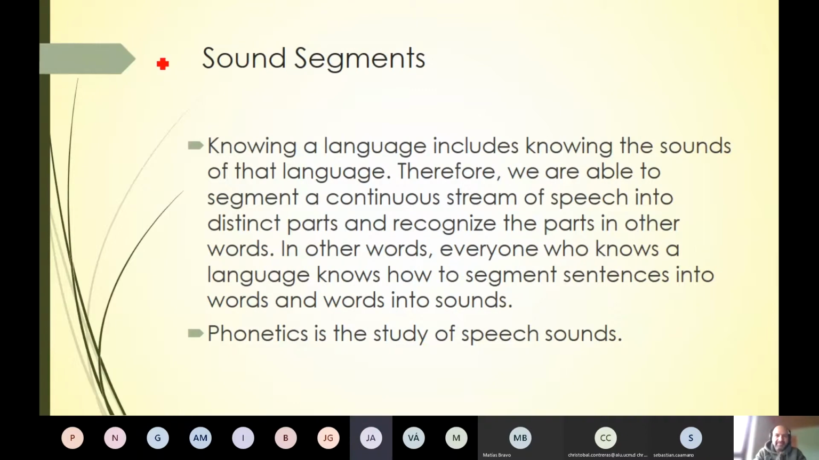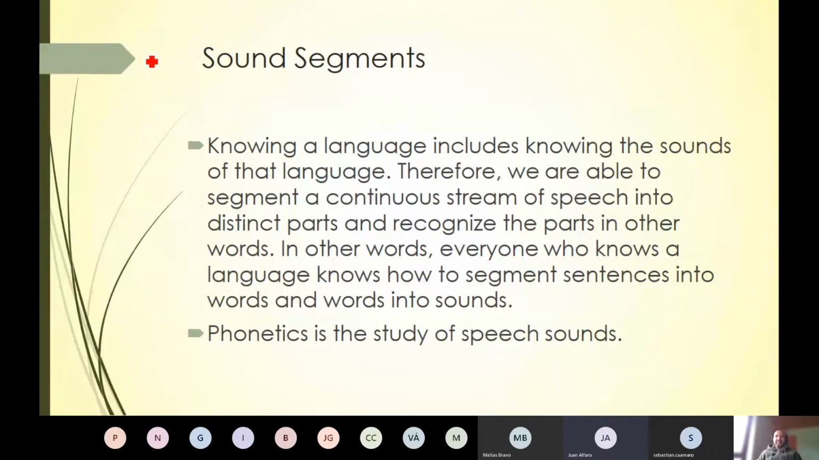Sound segments. Knowing a language includes knowing the sounds of that language. Therefore, we're able to segment a continuous stream of speech into distinct parts and recognize the parts of the other words. In other words, everyone who knows a language knows how to segment sentences into words and words into sounds. Phonetics is the study of speech sounds.